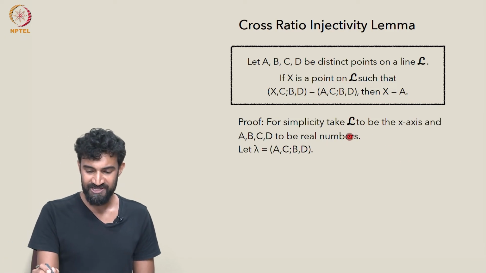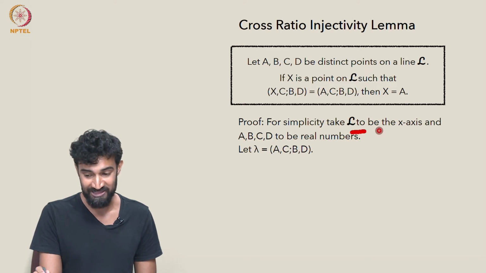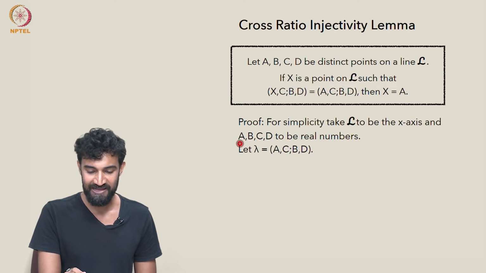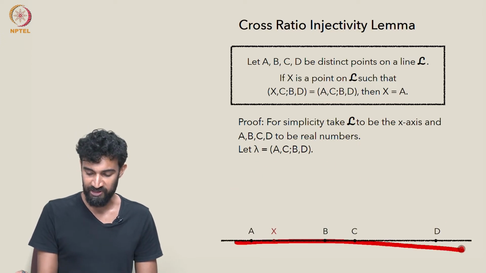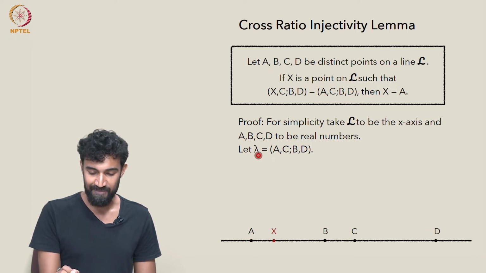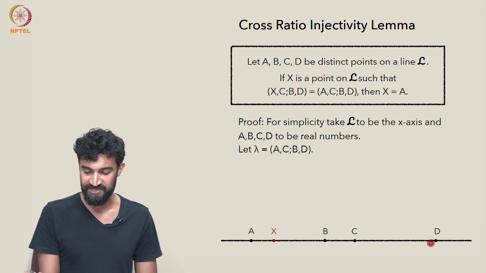So for simplicity, let's take L to be the x-axis. And let A, B, C, and D be real numbers. And let lambda be the cross ratio ACBD. Lambda is just a real number. It's that particular cross ratio. So here's our real line, A, B, C, D. And lambda is the cross ratio of A, B, C, and D.